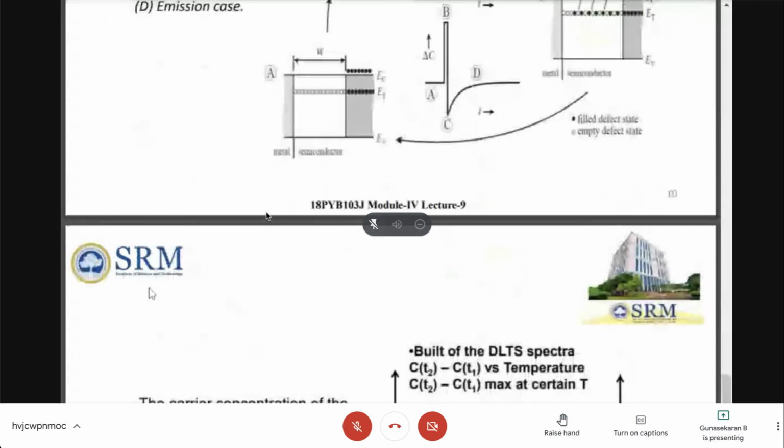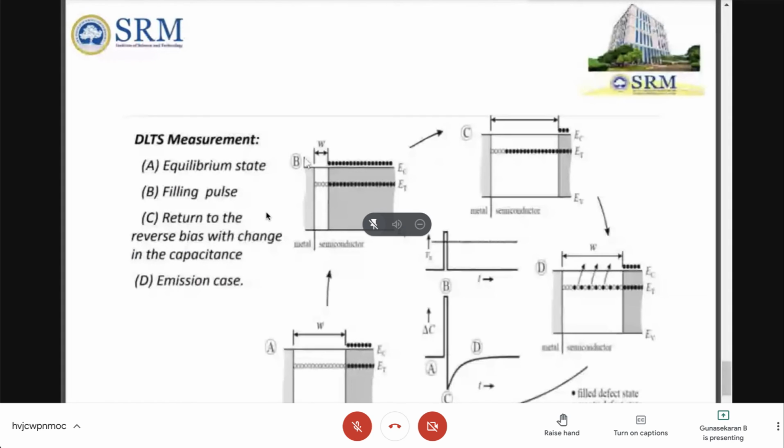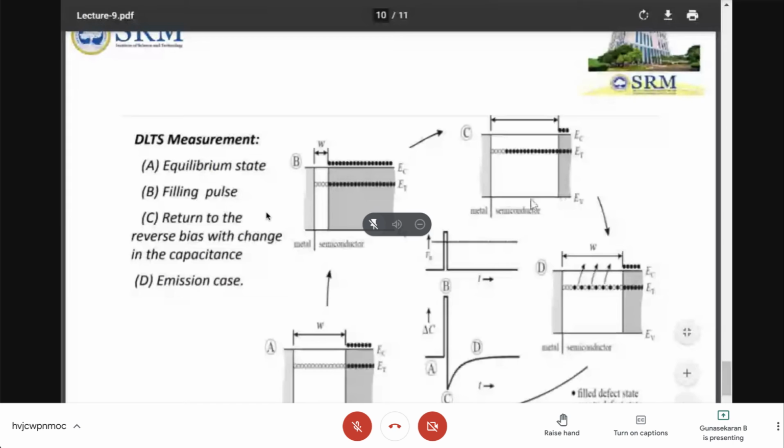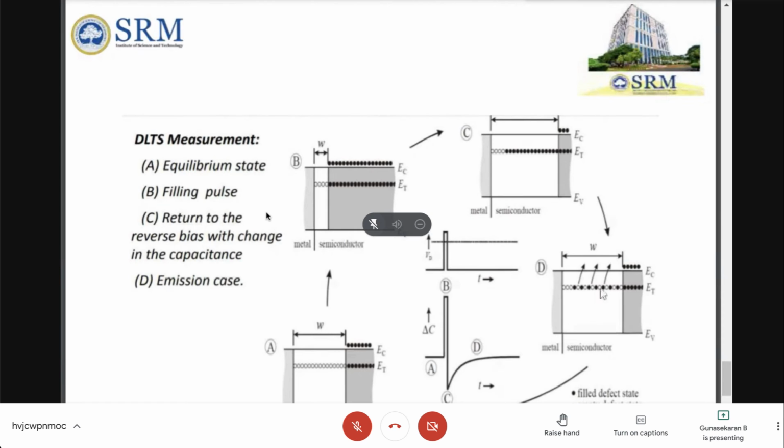Sir, can you explain the C diagram? C means reverse. B is forward bias, where the entire defect level is completely filled. When it is connected to reverse bias, the width of the region increases. After that, slowly the emission of trapped carriers starts. At the same time the defect level increases here, and the atoms are coming out from the filled states. So the concentration goes on decreasing because each and every one is coming out of that surface. That happens in the reverse bias condition.